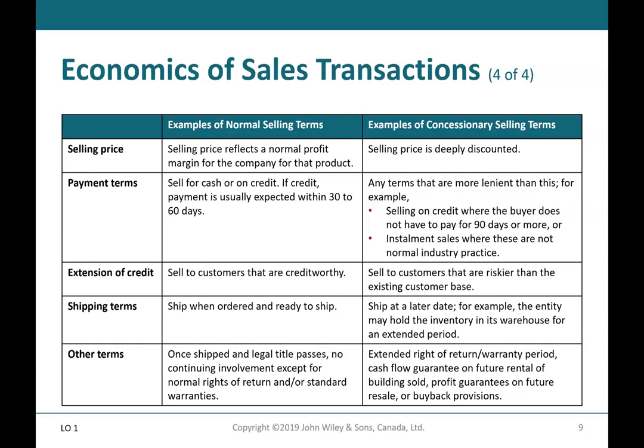For example, the entity may hold the inventory in its warehouse for an extended period. Other terms, normal: once shipped and legal title passes, no continuing involvement except for normal rights of return and/or standard warranties. Concessionary: extended right of return and warranty period, cash flow guarantee on future rental of buildings sold, profit guarantees on future resale, or buyback provisions.